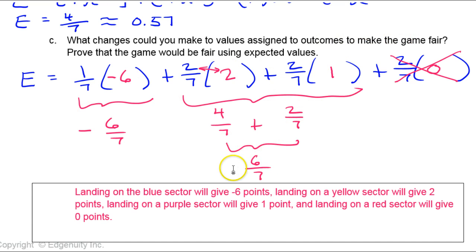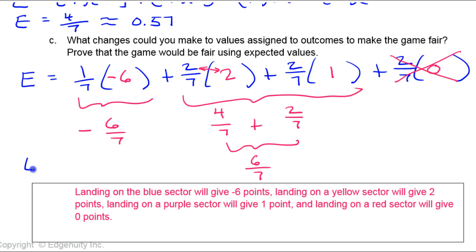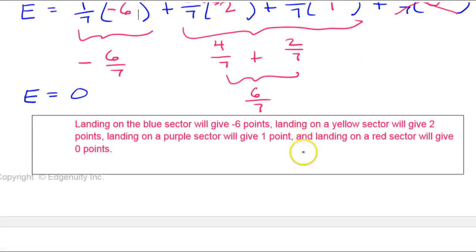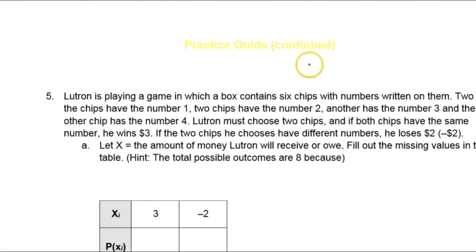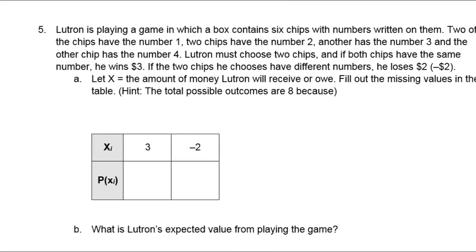We'd get an expected value of 0. Maybe I should write that down as well, just to finish off my little proof here, E equals 0. So that's it for that question. I'm pretty sure that number 5 here is the last one in our performance task.